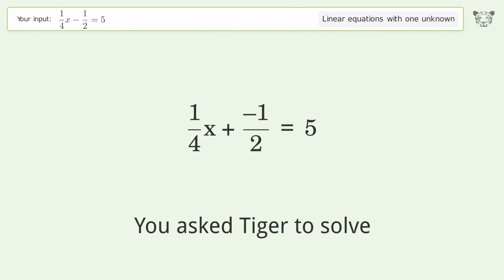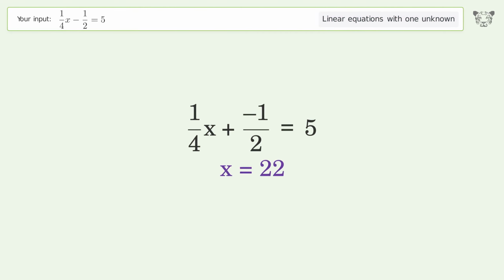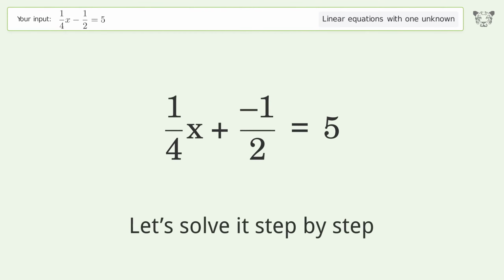You ask Tiger to solve. This deals with linear equations with one unknown. The final result is x equals 22. Let's solve it step by step.